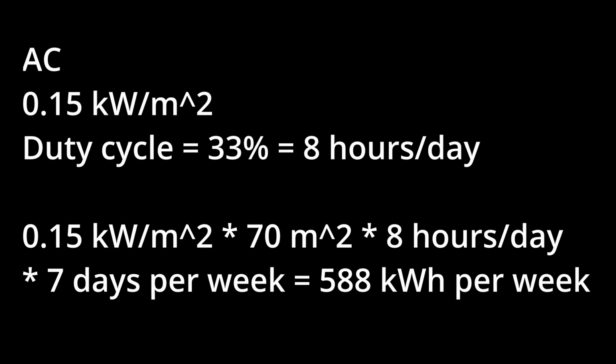A value that I found online said that the average system would use about 0.15 kilowatts per meter squared of the room, right? And based on individual preference, the room only turns on the AC at night. So the duty cycle is about 33%, right? So 8 hours per day. Now, if you do 0.15 kilowatt per meter squared times 70 meters squared, which we calculated earlier, times 8 hours per day, times 7 days per week, you get 588 kilowatt hours per week, by far our biggest number.